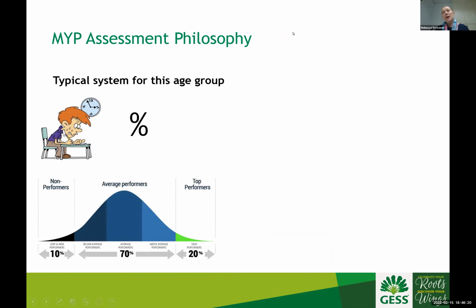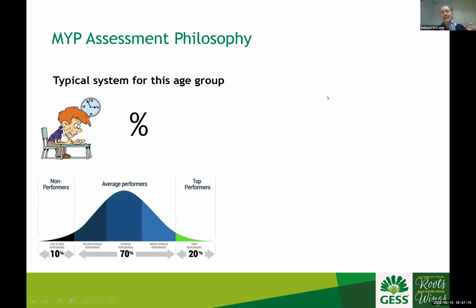So I want to take you through some exemplars of what we do when we assess and how we assess. But it's really important first of all to talk about the difference between MYP assessment and what you might see in a typical system for this age group. Typically, for grades 6, 7, 8, you often see rubrics and checklists for students doing assessment, very similar to what you see in the MYP. But a typical system, certainly for grades 9 and 10, would be a more traditional exam-based system. Students go through a period of learning and then they demonstrate that knowledge, understanding and skill in an exam setting under a time duration and under exam conditions.